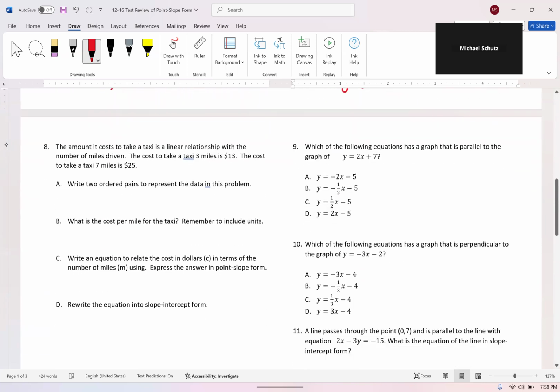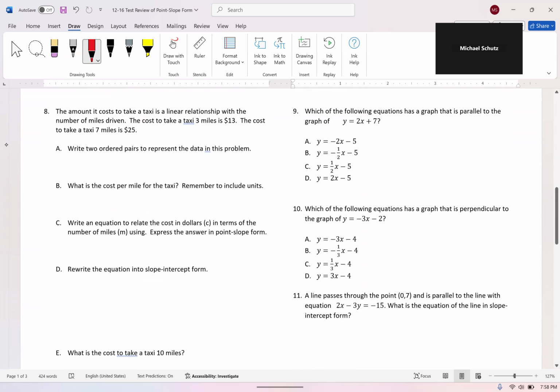All right, let's look at number 8. We have a real world problem here. It says the amount it costs to take a taxi is a linear relationship with the number of miles driven. The cost to take a taxi 3 miles is $13. The cost to take a taxi 7 miles is $25. Part A, write two ordered pairs to represent the data in this problem.